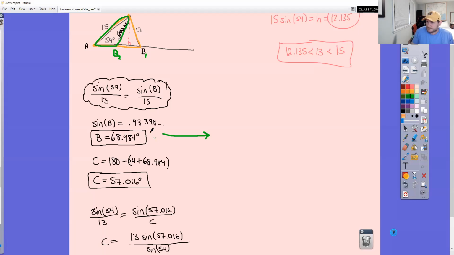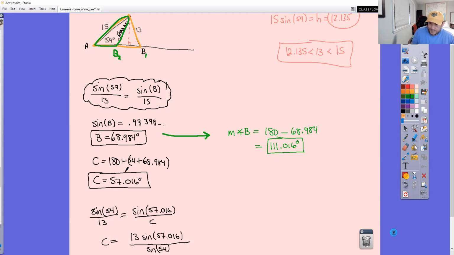Okay, so now to work our way over to case 2, like I said, we can find that the measure of angle B in our second solution is just going to be the supplement of the old angle B. So 68.984. That leaves 111.016. So that's our angle B in solution 2.